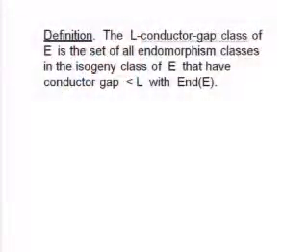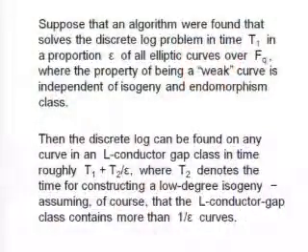So what that means, well, first let me give the definition. The L conductor gap class of E is the set of all endomorphism classes in the isogeny class of E that have small conductor gaps, smaller than L. So what this means basically is that if you were to find a faster algorithm, let's say you found an algorithm that solved the discrete log problem in time t1 in a certain proportion of all elliptic curves, that there's some criterion that if an elliptic curve happened to satisfy, you could apply this new algorithm.